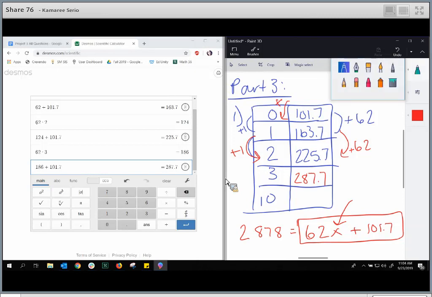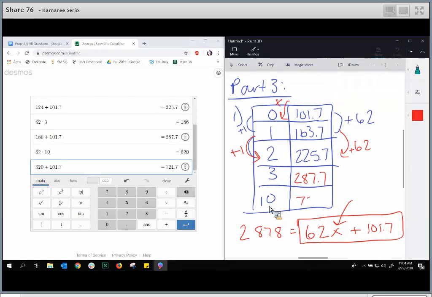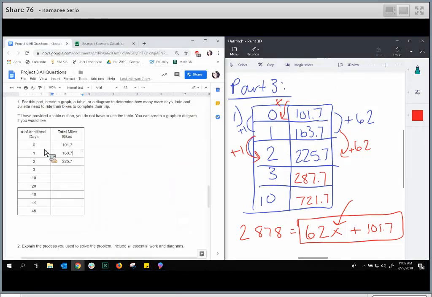That's super important. Okay, so for the next one, x is 10 now. So I have 62 times 10, so 620 plus 101.7. So that means this here is 721.7. So you're going to do that for all the rest of the table. You're going to take these x numbers, multiply them by 62, and then add 101.7.